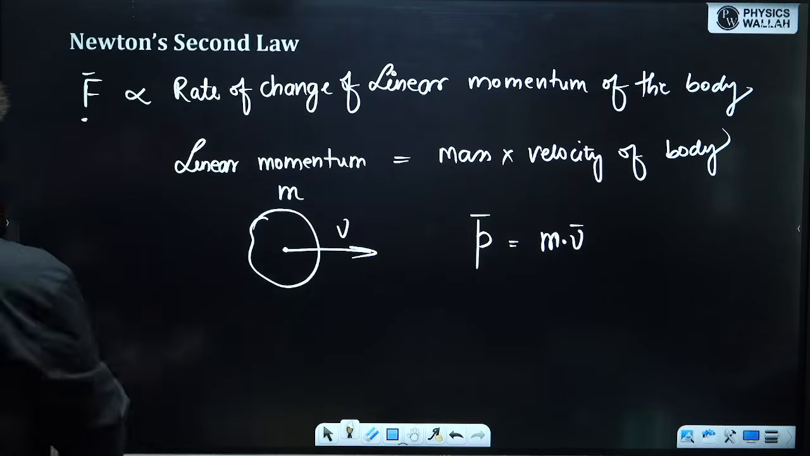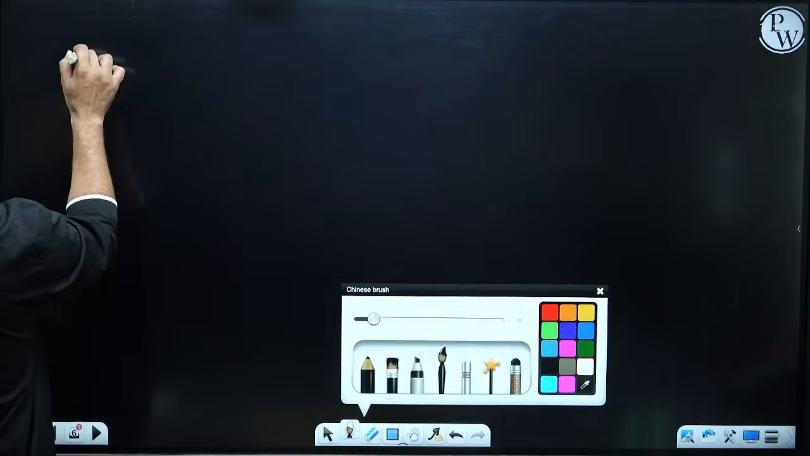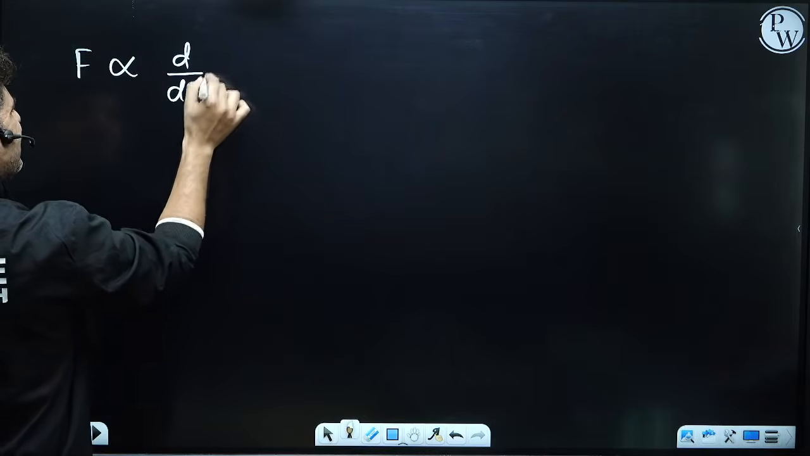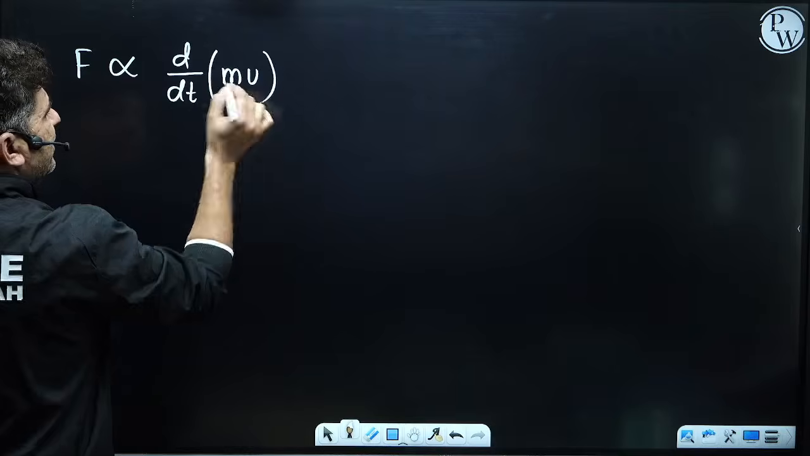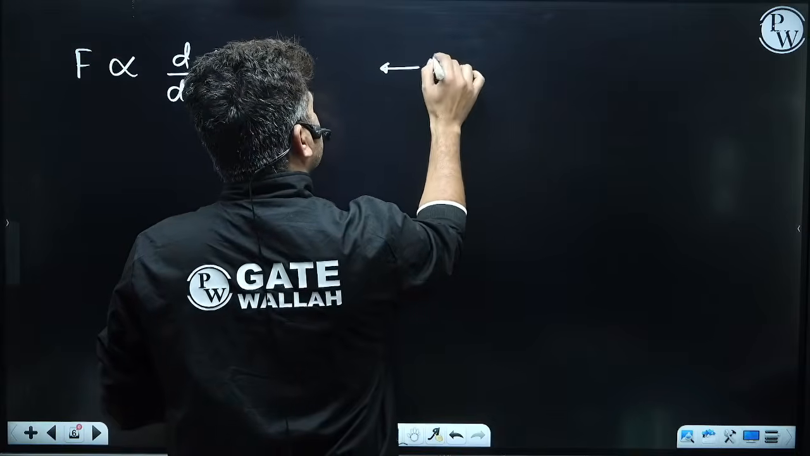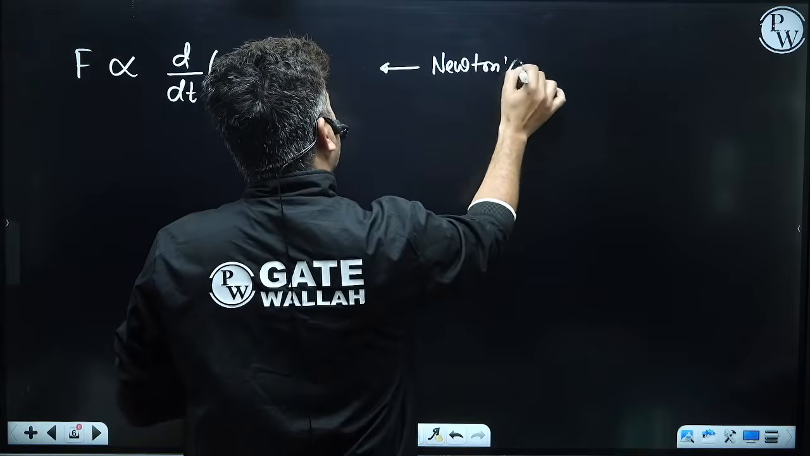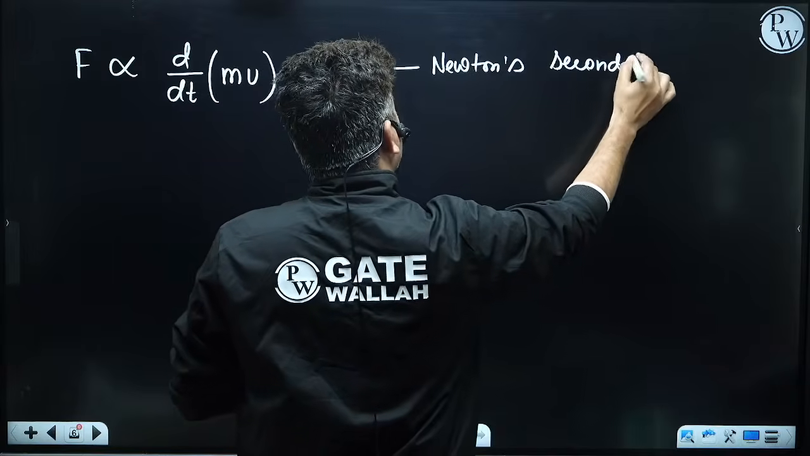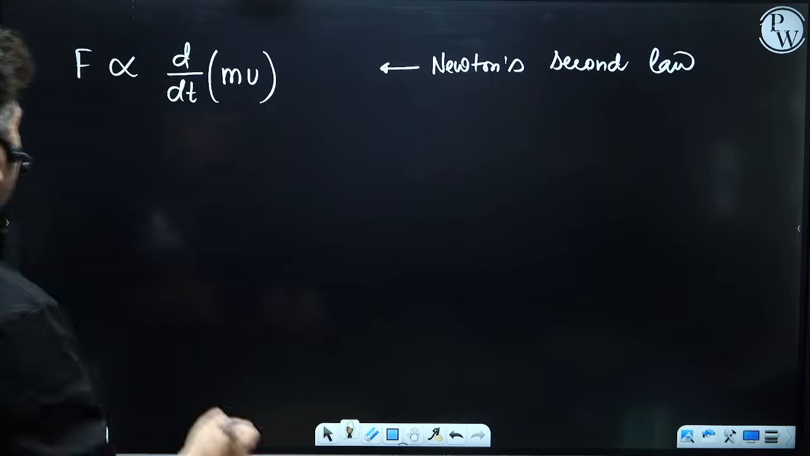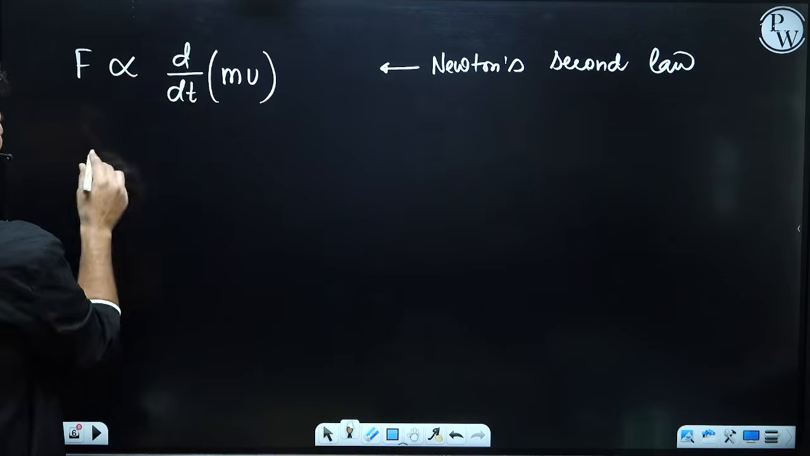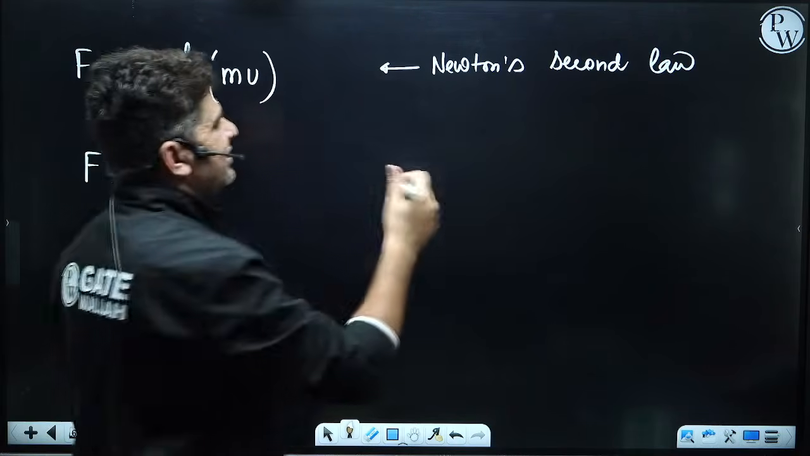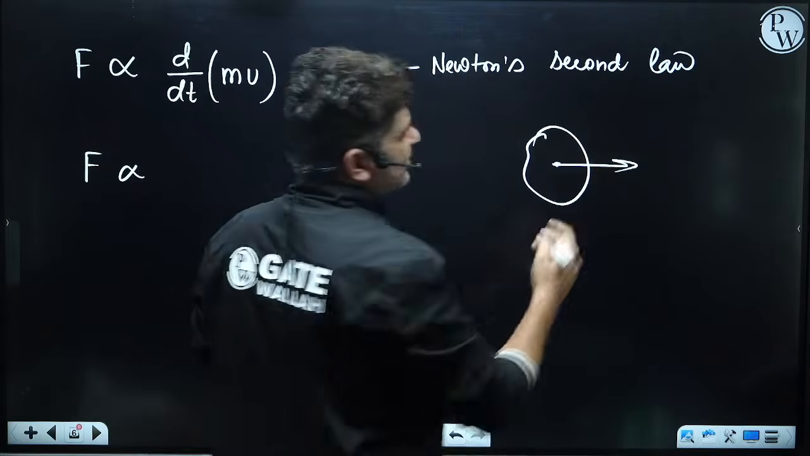So now if we see what the force is, force will be directly proportional to the rate of change. Rate of change is defined as d by dt of mv. So this is Newton's second law. Exactly this is Newton's second law. But most people don't understand this law, and simply say F is directly proportional to d by dt of mv, if the mass remains constant.